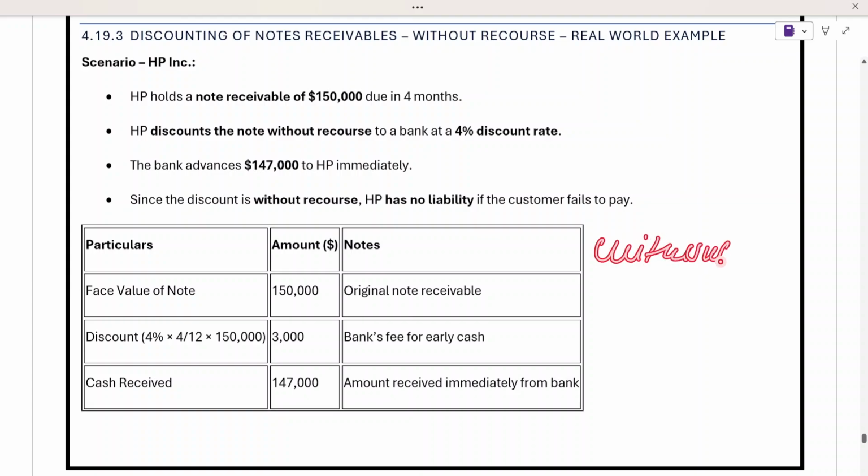wherein you can say this is a without holder's liability. Now the holder has no liability. Without holder's liability, the holder doesn't have any liability to pay off this amount in case the customer fails to pay.